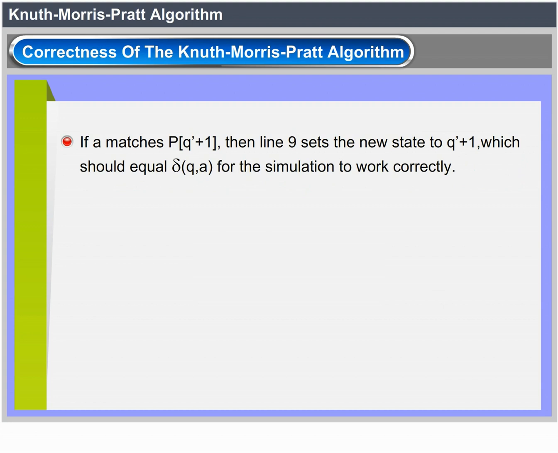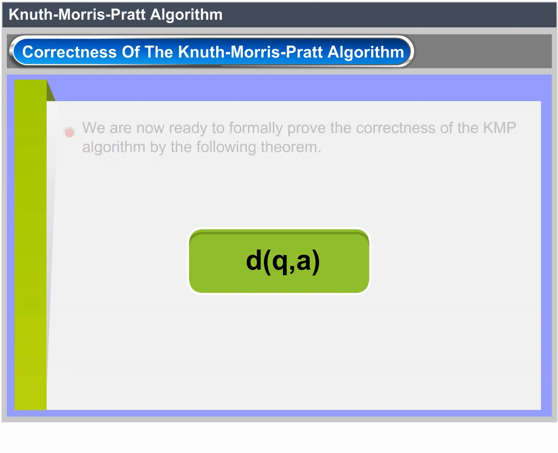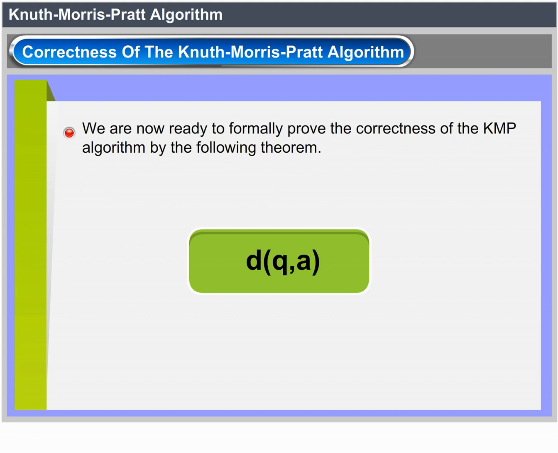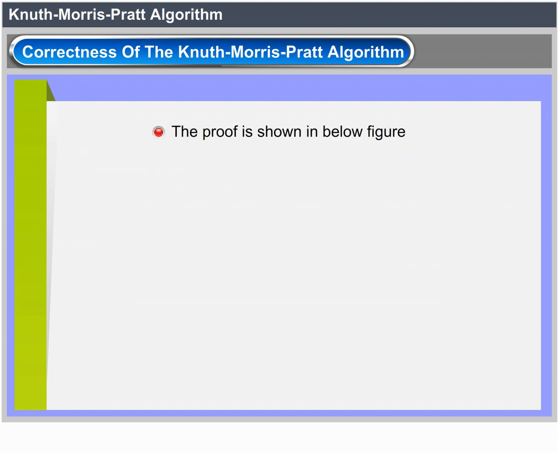In other words, the new state δ(q, a) should be either state 0 or 1 greater than some state in π*[q]. We are now ready to formally prove the correctness of the KMP algorithm by the following theorem. Theorem: if φ is the final state function of a string matching automaton for a given pattern P, and T[1..n] is an input text for the automaton, then φ(Ti) equals σ(Ti) for i equals 0, 1, up to n. The proof is shown in this figure.